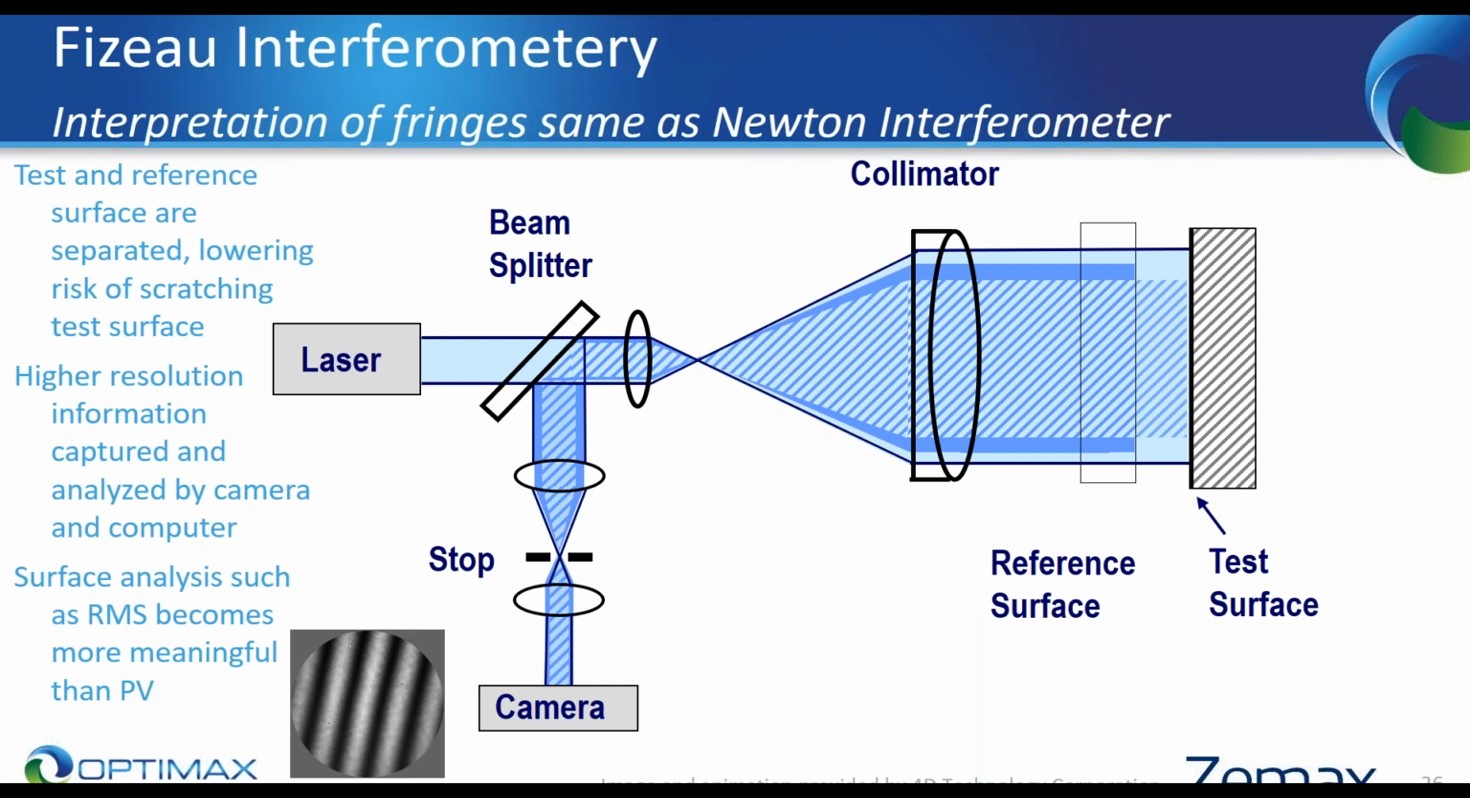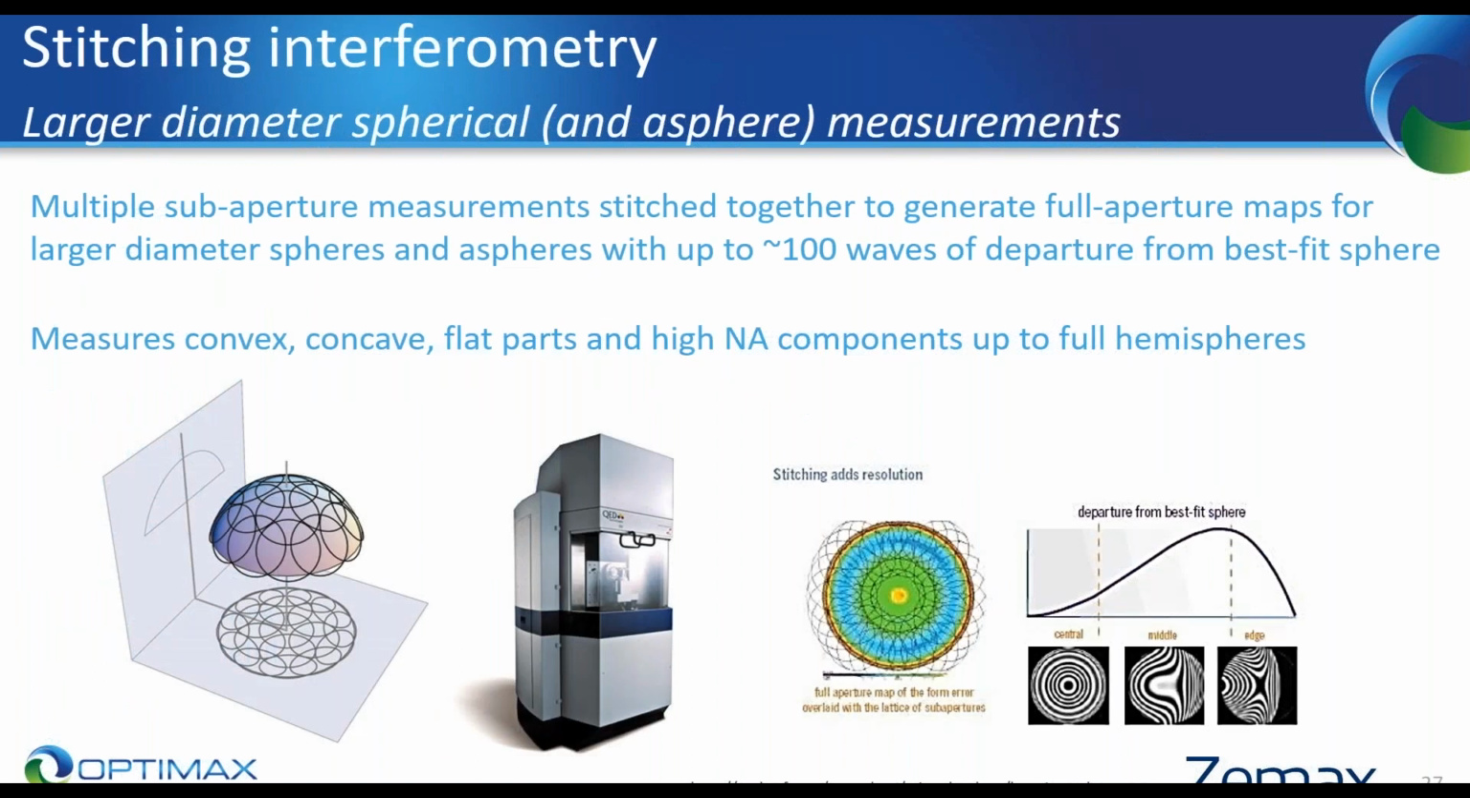Traditional interferometry is great for getting most of the way there for most of the spherical surfaces. However, sometimes you can't capture all of the information on the surface. One of the methods you can use as the next step is stitching interferometry. This allows for both larger diameter and full aperture spherical coverage and aspheric measurements. This again typically utilizes a Fizeau or some type of interferometer and multiple subaperture measurements.